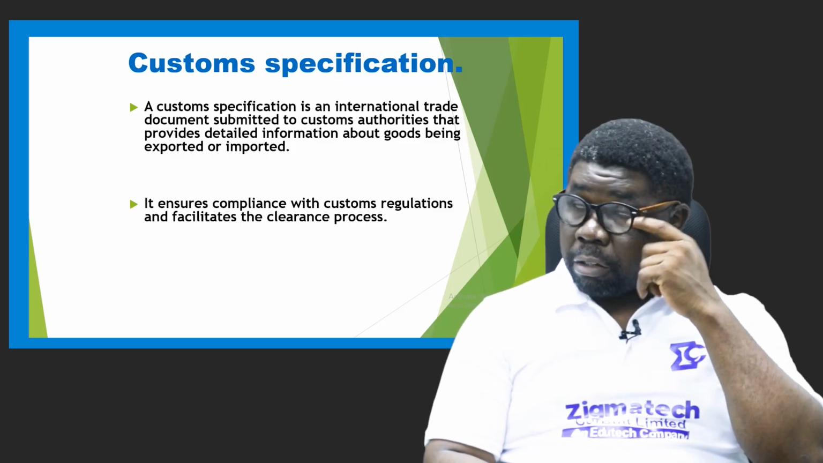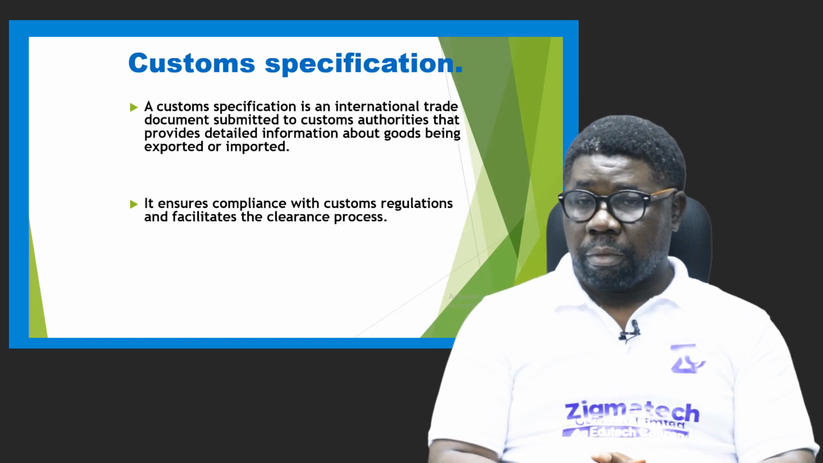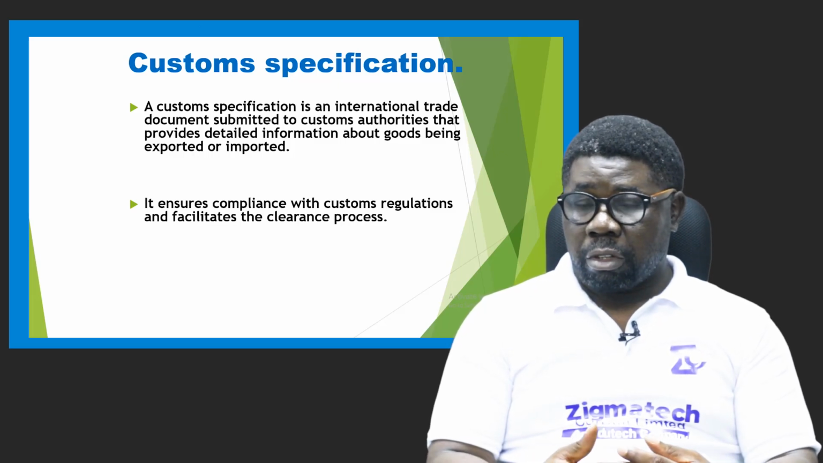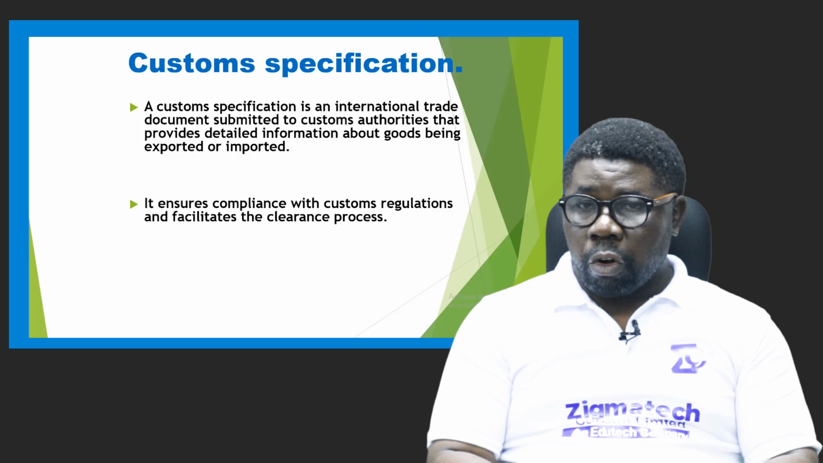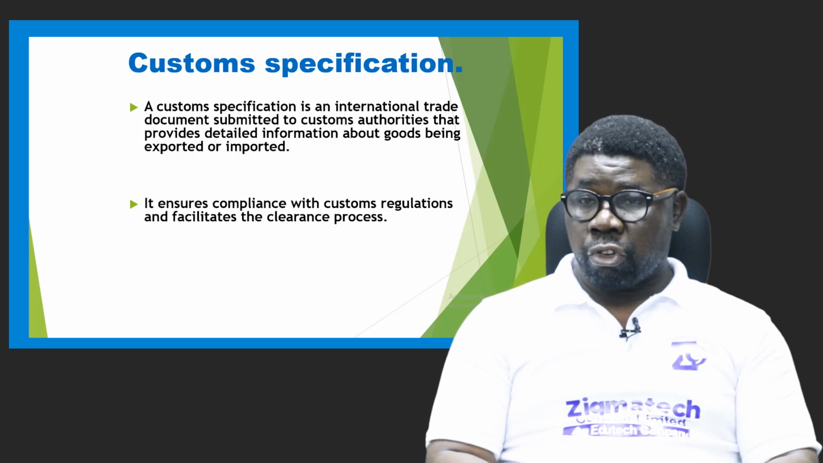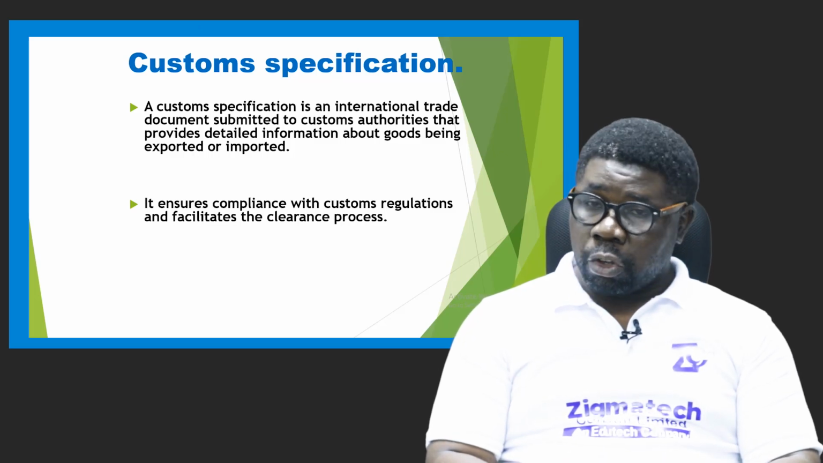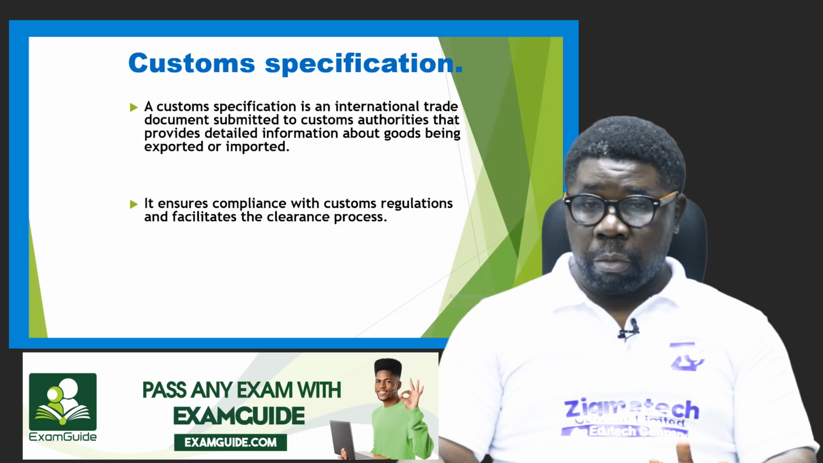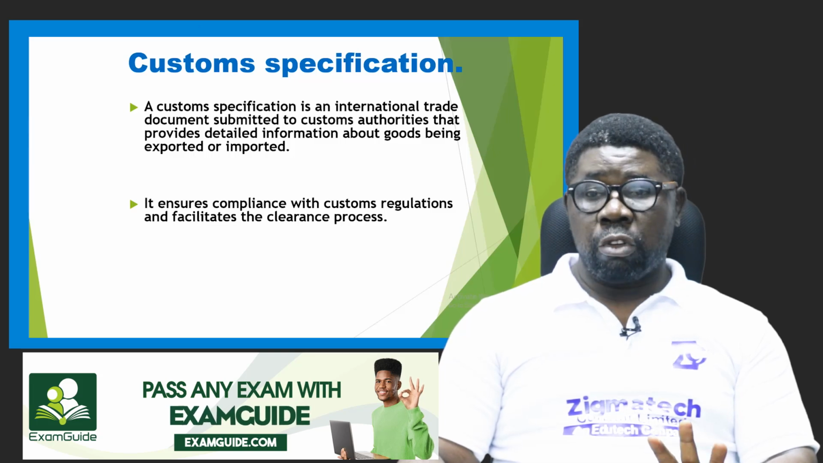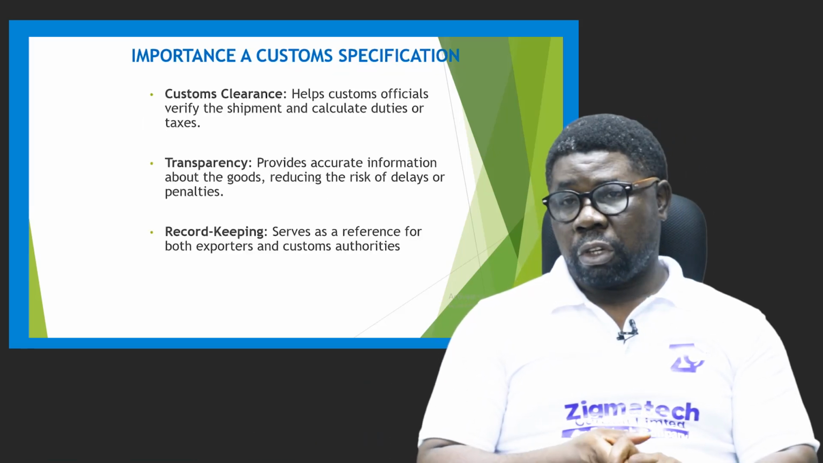So if those areas are duly observed and respected, and the customs comes to check and sees that you have actually respected these restrictions that have been placed, then you can continue your trading. But if you have compromised those areas of avoidance that you don't do, then you cannot continue. So this document helps us to ensure compliance with customs regulations, and it also facilitates clearance for the goods being traded. What is the importance of the customs specification document?